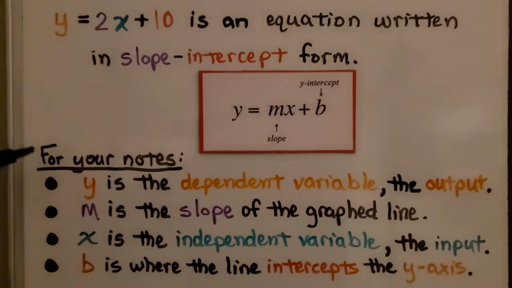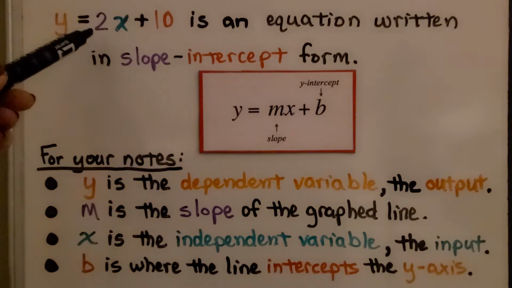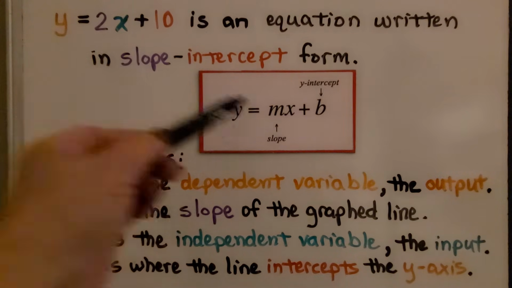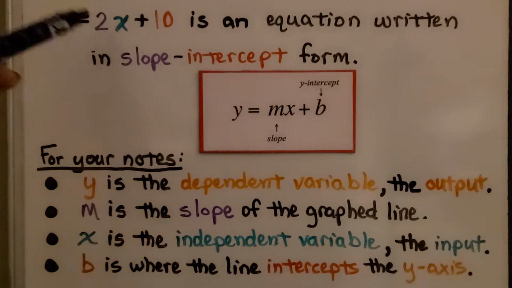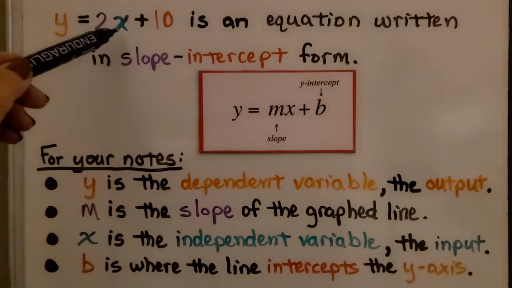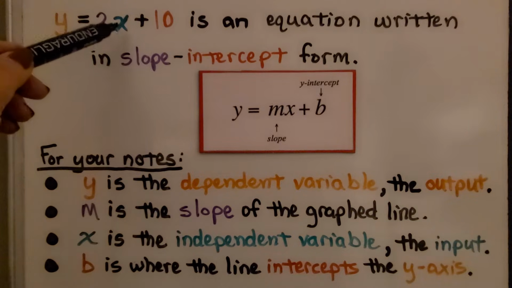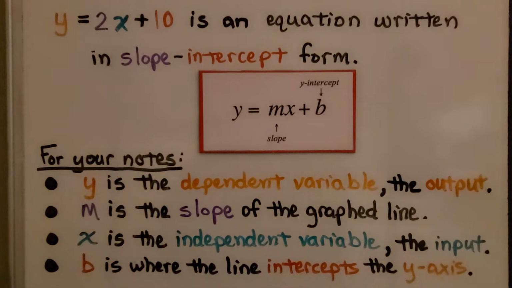So we did this in the last video. For your notes, the y is the dependent variable. This is the output. That's why it's by itself on this side of the equal sign. M is the slope of the line. So in this case, that would be the 2. It's the slope of the graphed line. X is the independent variable. It's the input. And b is where the line intercepts the y-axis. It's where the line crosses the y-axis.